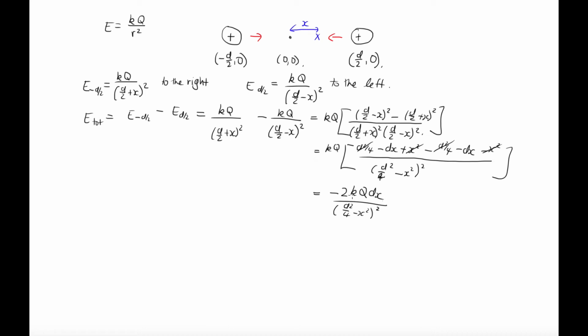Now, the question said before entering our answer, we should check what we expect it to be at 0, 0. So at 0, 0, we are halfway between these two charges. So the electric fields from the two charges should be equal, and we know that they're opposite. So we expect it to be 0 at 0, 0. So if we substitute in x equals 0, you can see that this does become 0. We end up with 2kqd times 0 divided by (d squared on 4) squared.